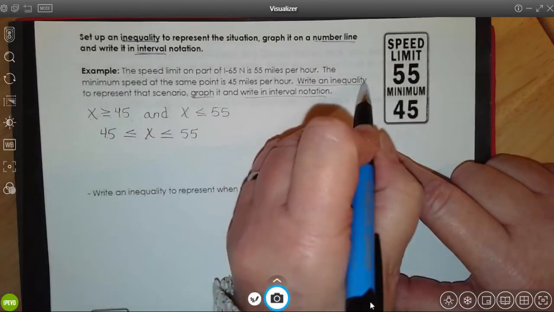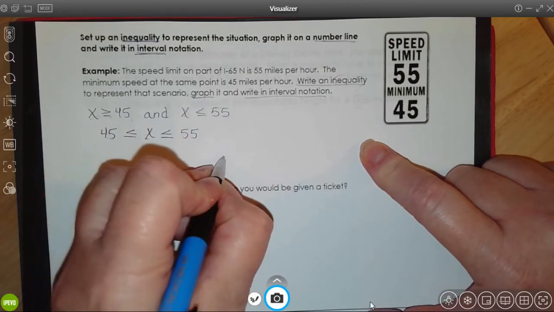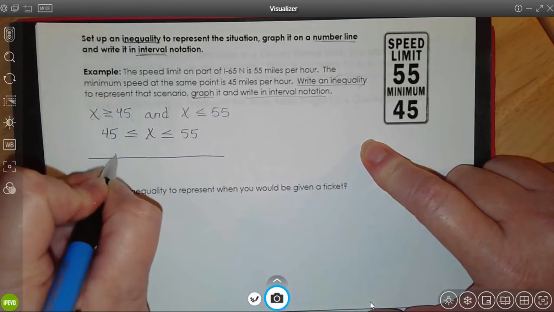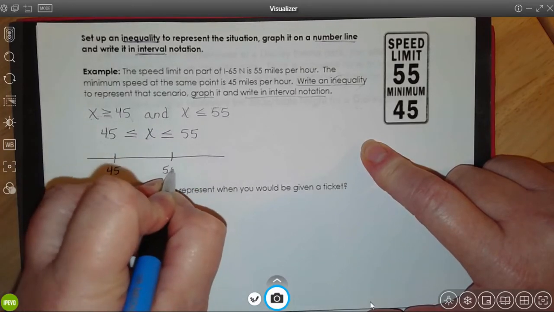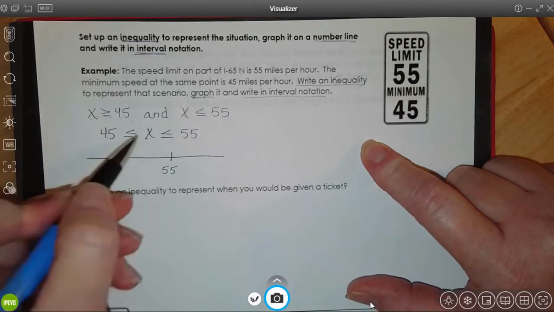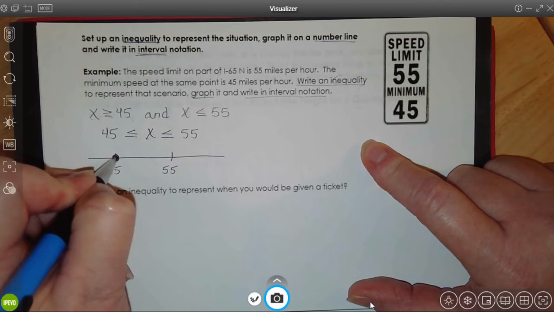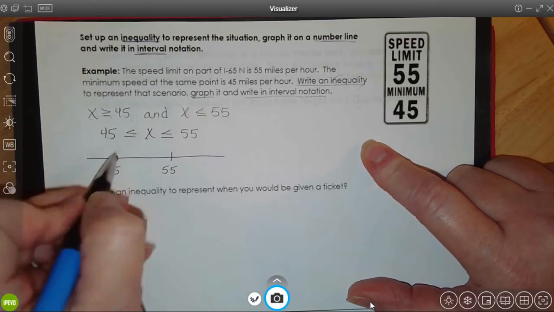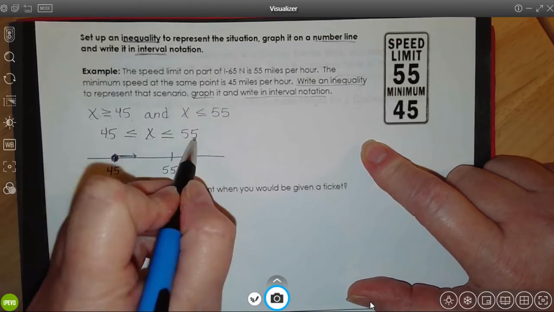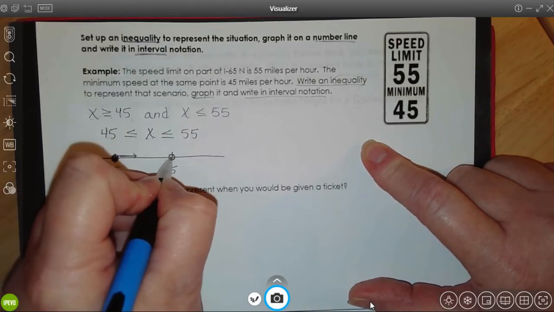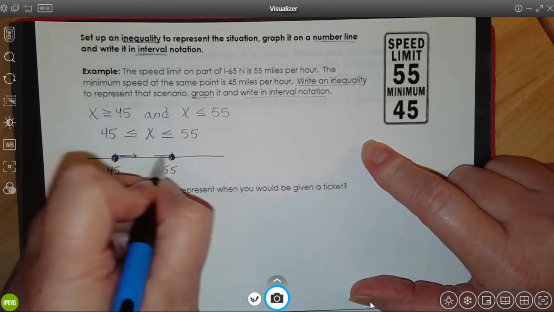That is the inequality. Now we're going to graph it. Graph it simply means to put it on a number line. So I at least need my number 45 and my number 55 on my number line. Between x and 45, I can go 45, so I'm going to put a colored in dot. And it's open to x, which means I go to the right. And between x and 55, I will also put a colored in dot on 55. This is not open to x, so I'm going to be going to the left.